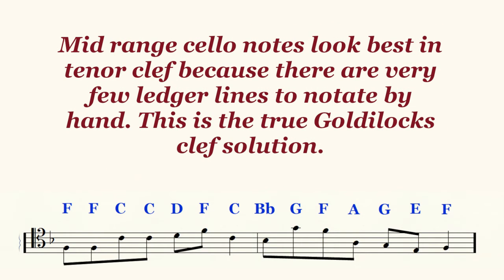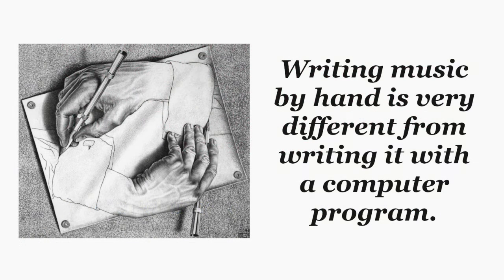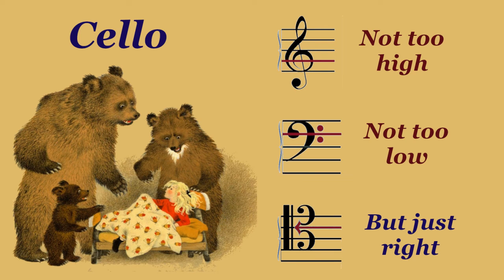However, by putting this mid-range into tenor clef, we have far fewer ledger lines. So if you are writing music by hand the way composers once did, the tenor clef is obviously the best solution for this middle range. And that is why it is used for the cello.